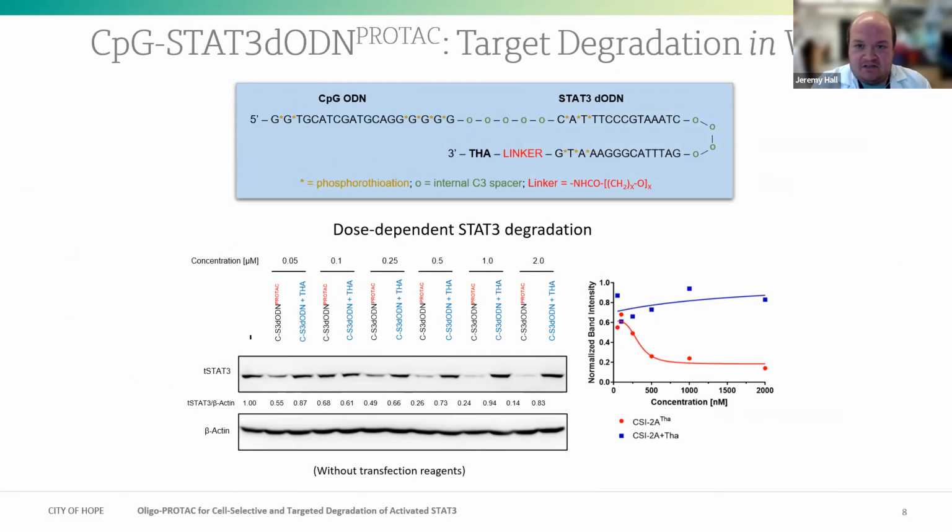And in the future, like we never know. With the evolution of boron clusters for oligonucleotides and whatnot, we may even see lower concentrations than we're able to see with this.